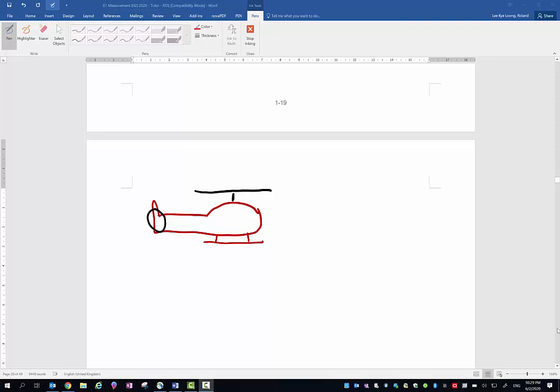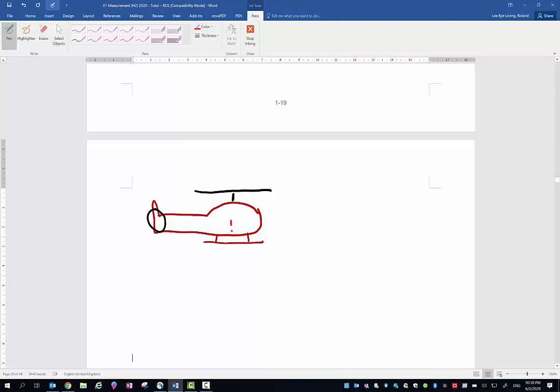Hi, so this is the third and the final lecture for the first chapter on measurement for H2 physics. Okay, so we'll start with this schematic of a helicopter. So how does a helicopter ascend? Now first of all, let's talk about the forces that act on the helicopter.